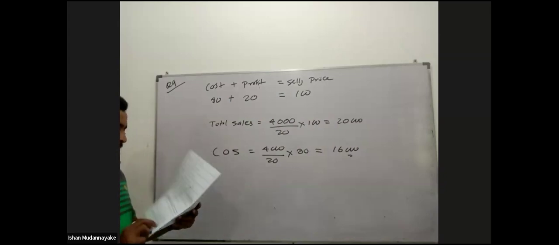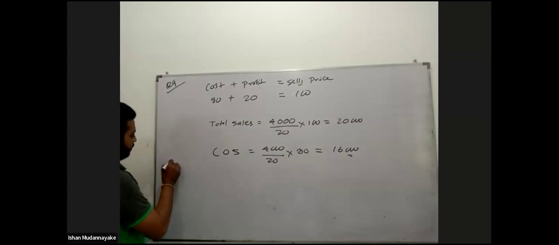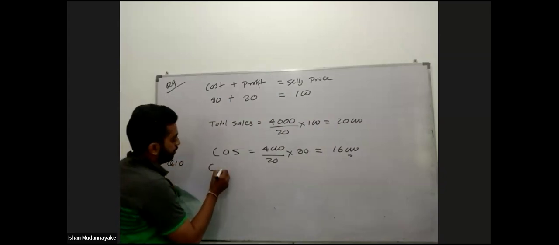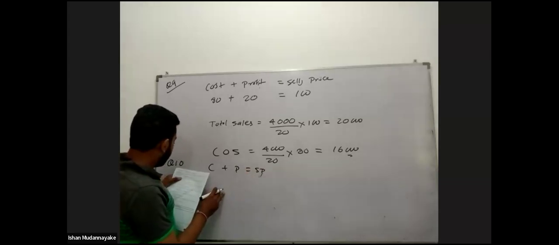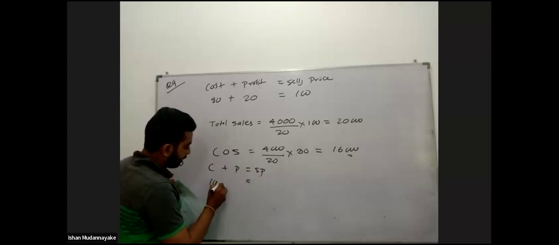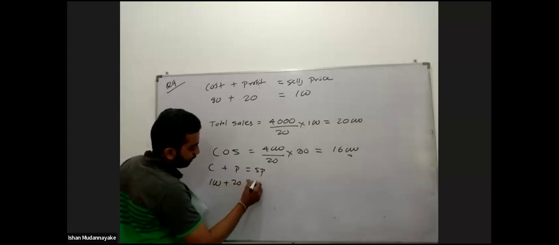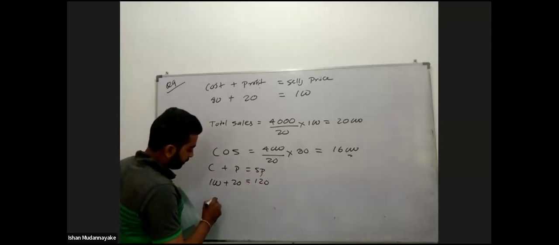Right. Look at question number 10. Cost plus profit equals selling price. Question number 10: 20% on cost of sales. Then cost of sales 100, profit 20, selling price 120. Here also, you will calculate total sales.